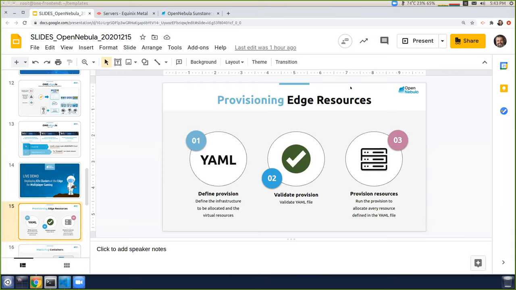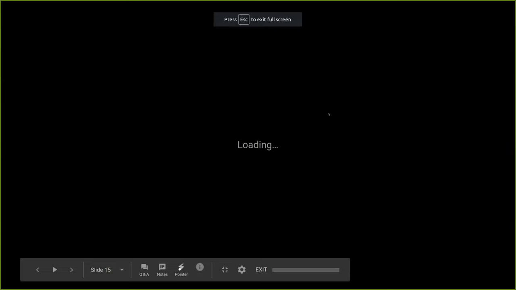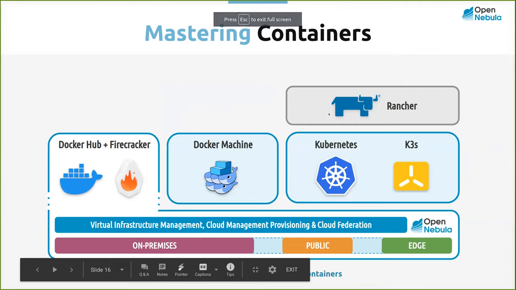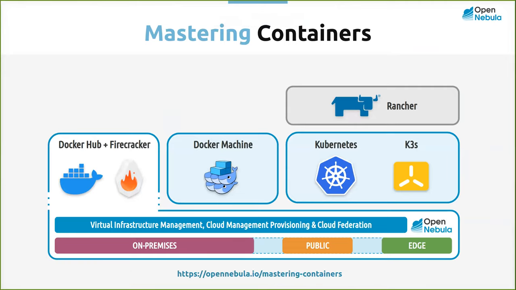Let me go back to the presentation. Once you have deployed resources, OpenNebula can also provide tools that allow you to deploy applications. There is a container-native model integrated with OpenNebula that is based on Firecracker microVMs plus Docker Hub. This allows us to deploy containers by using the OpenNebula orchestration tools that were already developed for virtual machines.